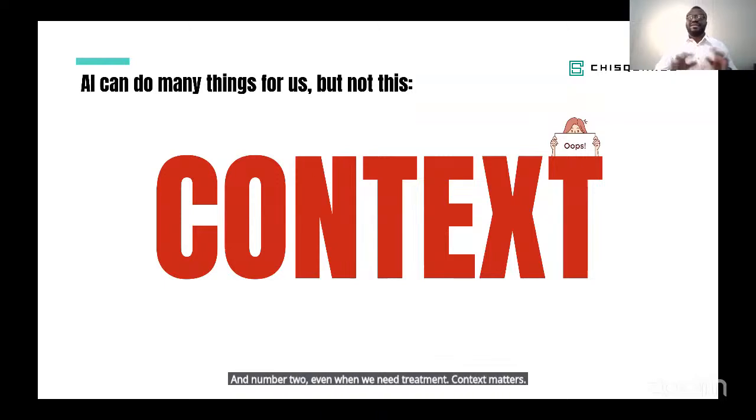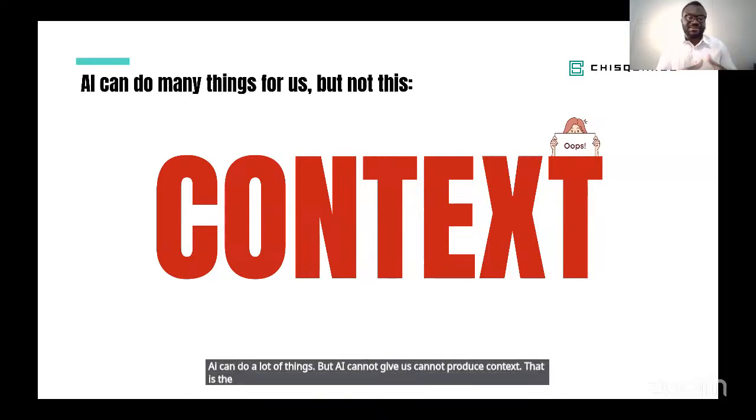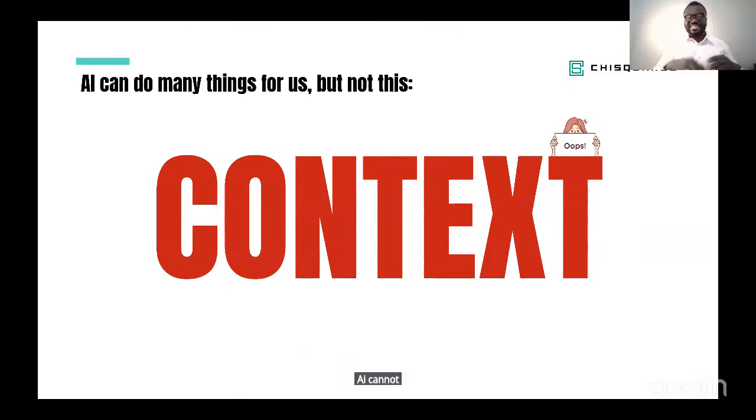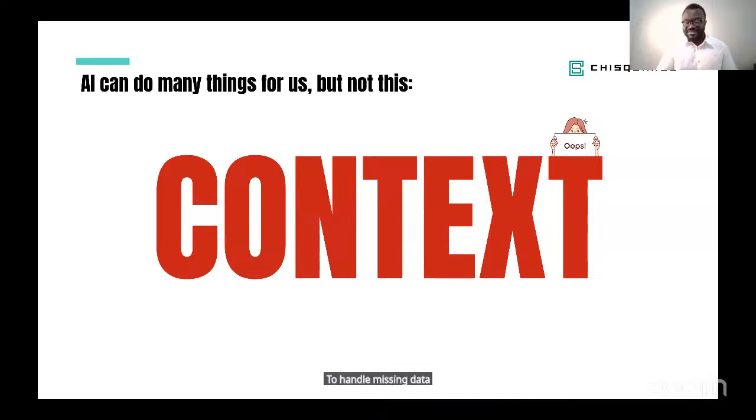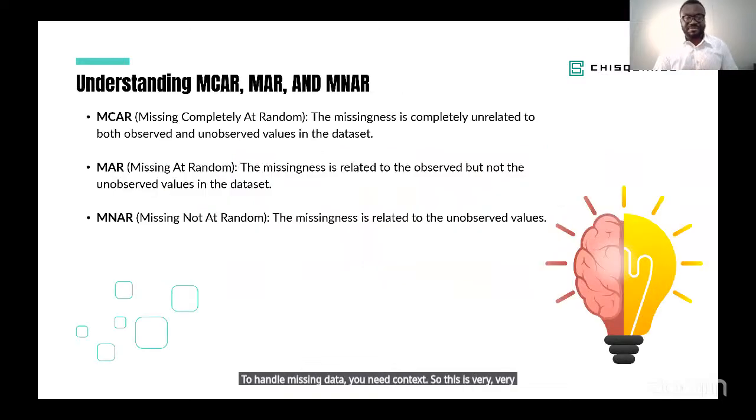And this is why you cannot rely on AI to manage missing data. AI can do a lot of things, but AI cannot produce context. That is the one thing that AI cannot do. AI cannot tell us the context for why the data are missing. And for this singular reason, we cannot just say, oh, I read that there's this AI software that just handles missing values. Just click and boom, it corrects the problems. That is a bad idea, because to handle missing data, you need context. So this is very, very important for us to remember.